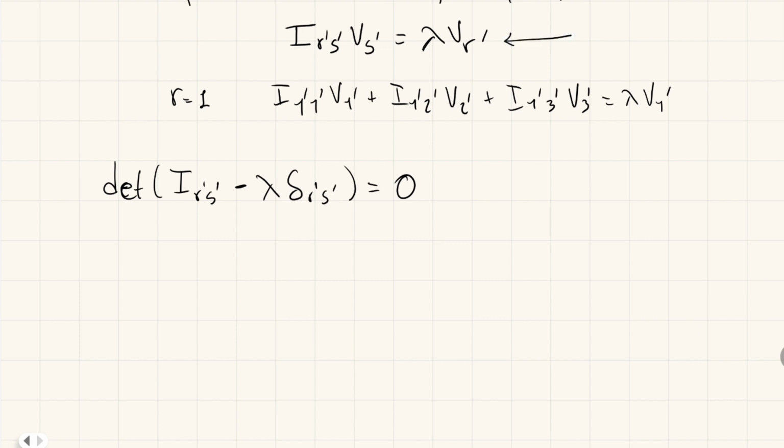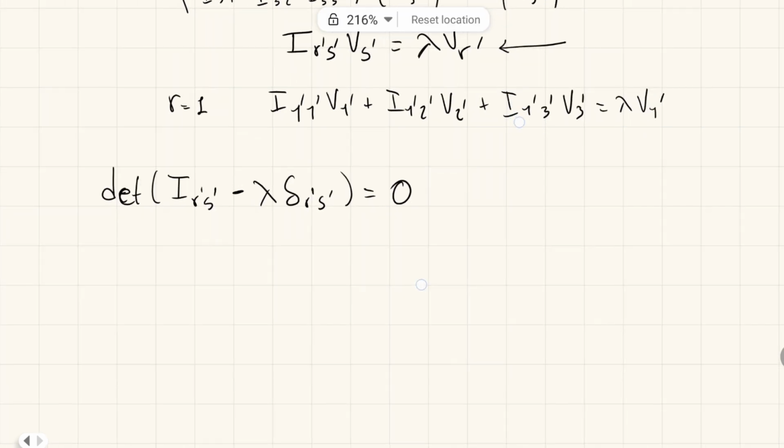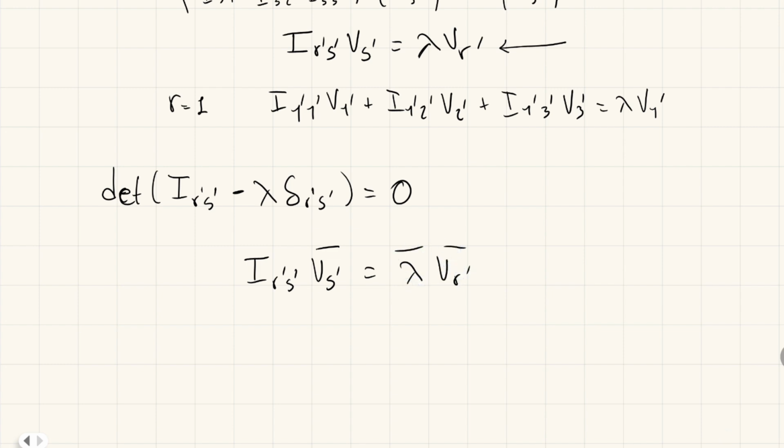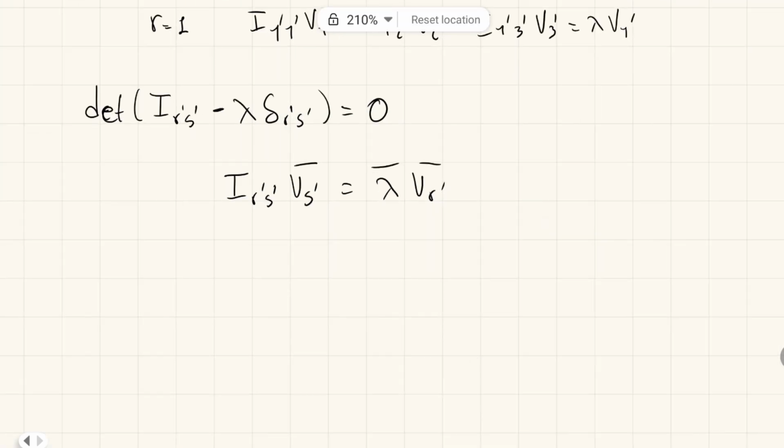Remember something: the components of the I matrix are real numbers. So what happens if we take the conjugate on both sides of this equation? We are going to get I r prime s prime b s conjugate equals lambda conjugate b r conjugate. And what I mean with conjugate is a complex conjugation, of course.